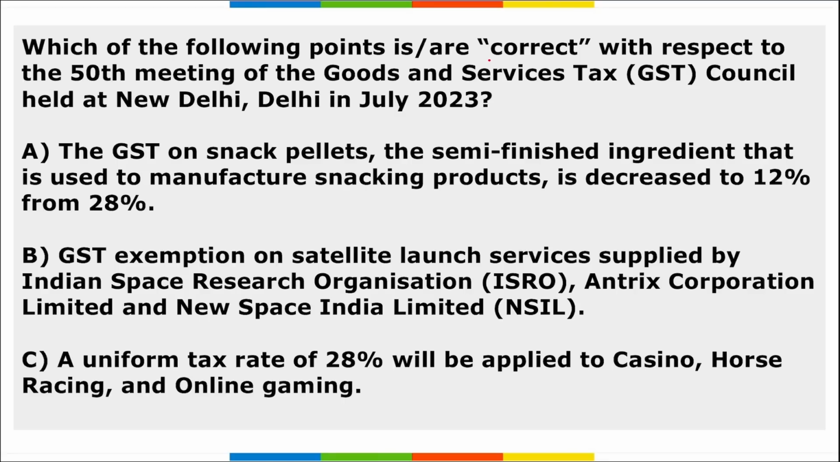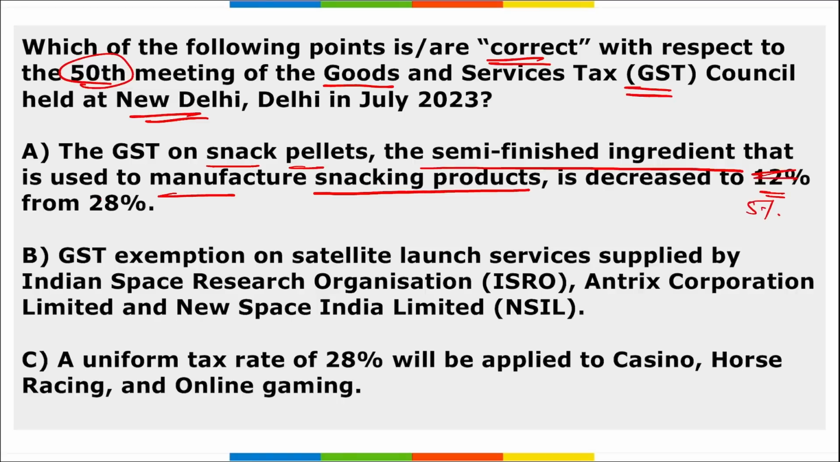Next, which among the following points are correct with respect to the 50th meeting of the Goods and Service Tax Council held in New Delhi? If we look at option A, the GST on snack pellets and the semi-finished ingredients used to manufacture these snack products decreased to 12% from earlier 28%. So it has been decreased to just 5%, that was earlier 18%. Correct? Remember, this was the 50th meeting. And next, option A is wrong.